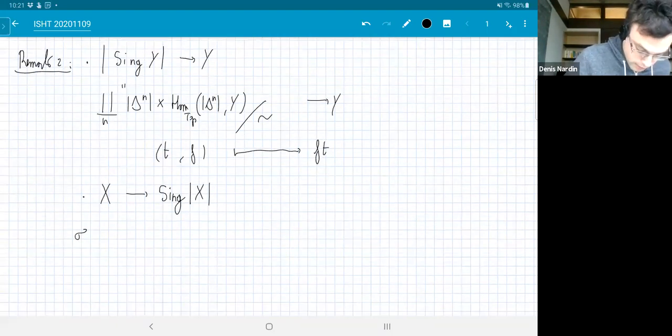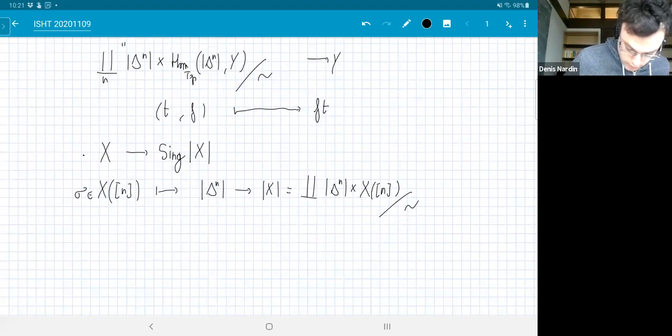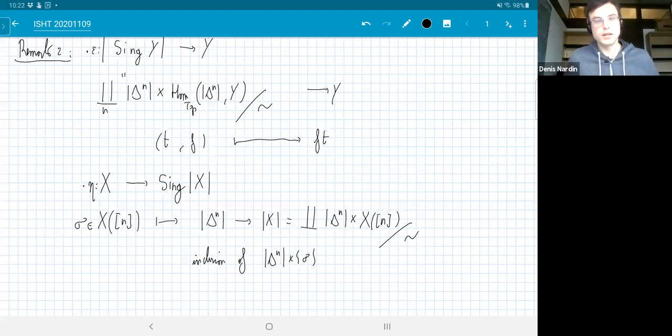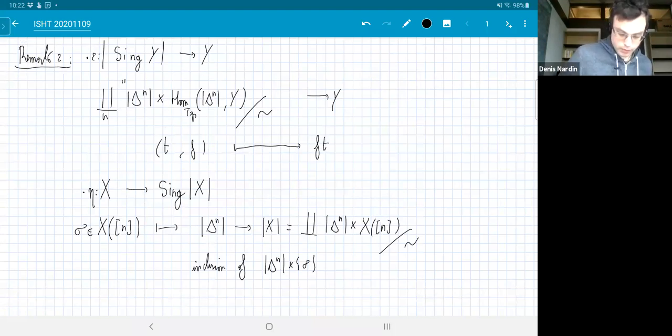In fact, this is sending sigma, an n-simplex, to the map from delta n to this, which is just the inclusion of delta n times sigma. I mean, it's not really an inclusion because we are quotienting out. And since these two maps are very important, let me give them names. I think I'll call them eta, this one, and epsilon, this one. Note that they are the unit and the co-unit. Since they are important, understanding them is going to be pretty much the main goal of today. I wanted to spell them out.